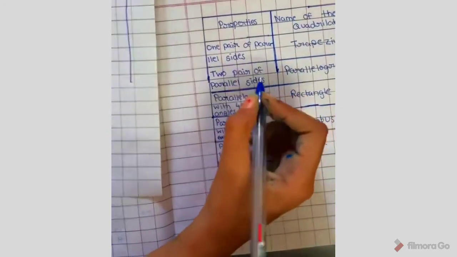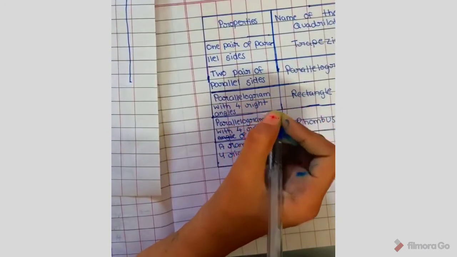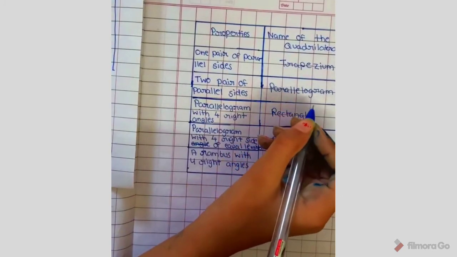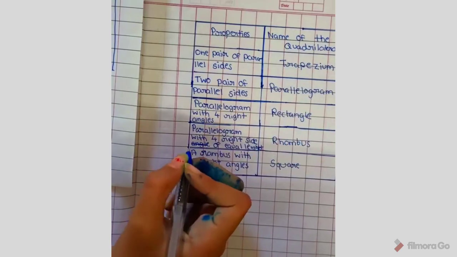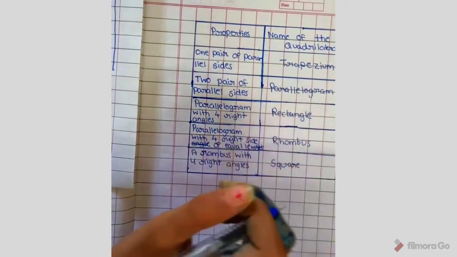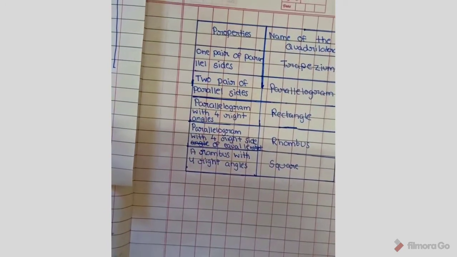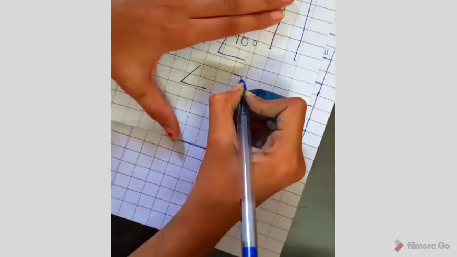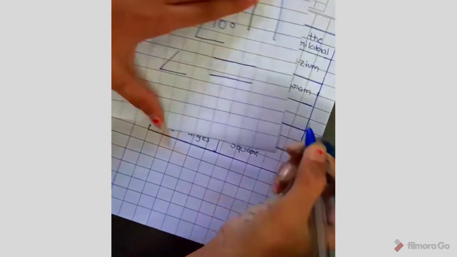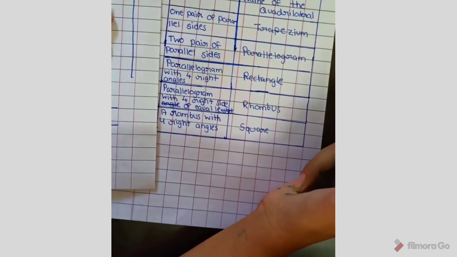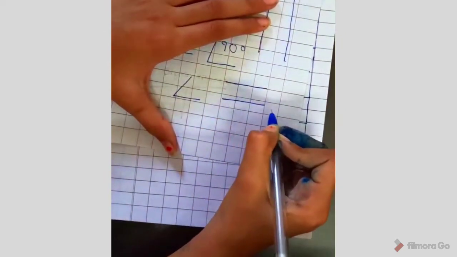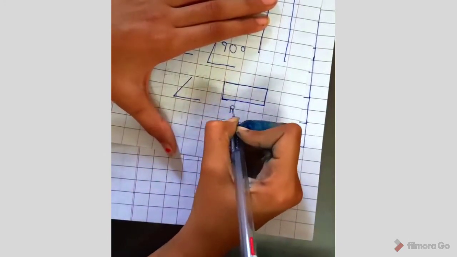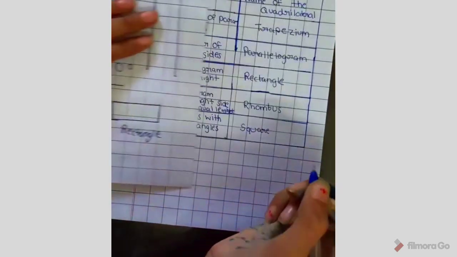Now the next is two pairs of parallel lines. One pair of parallel lines is known as a trapezium, and two pairs of parallel lines is known as a parallelogram. Here we have a single pair of parallel lines, and that is a trapezium. Two pairs of parallel lines is the parallelogram. Suppose here are two parallel lines and here are two parallel lines. By joining them, it makes a rectangle.